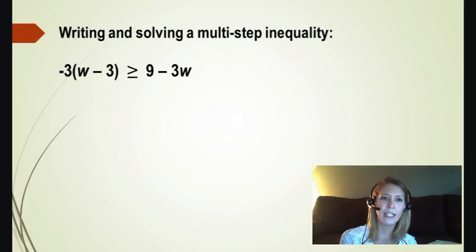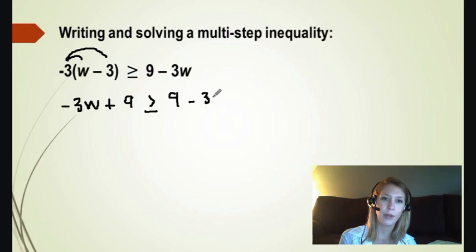So here we have negative 3w minus 3 is greater than or equal to 9 minus 3w. We're going to use the distributive property in order to simplify the left side of our inequality, which would be negative 3w plus 9, because a negative multiplied by a negative is a positive, is greater than or equal to 9 minus 3w.